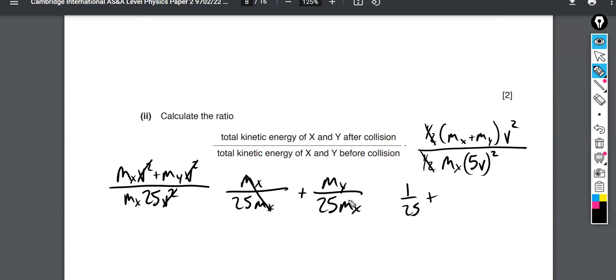plus my over mx. Now, a moment ago, we showed that the ratio my to mx is 4, right? So I could just substitute that. So I have 1/25 plus 4/25, it's 5/25. And so there's your ratio right there, 5 to 25, or you could report it as a decimal, 0.2. So the ratio of the kinetic energy after the collision to before the collision is 0.2.